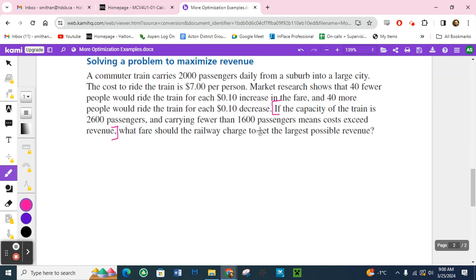So let's begin. When you guys were in grade 10, with these kind of questions, to make your equation for the revenue, we always start with this. So I'm going to use X, but the independent variable we use represents how many times we're increasing the cost. So we'll let X represent the number of 10-cent increases.